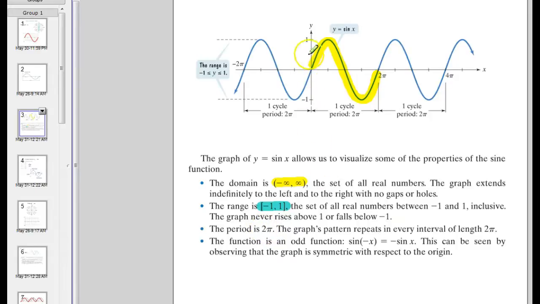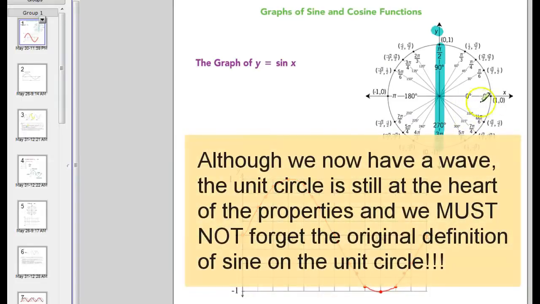The period's 2 pi because that's how long it takes to get back to where we started. That's also because that's one revolution around the unit circle.